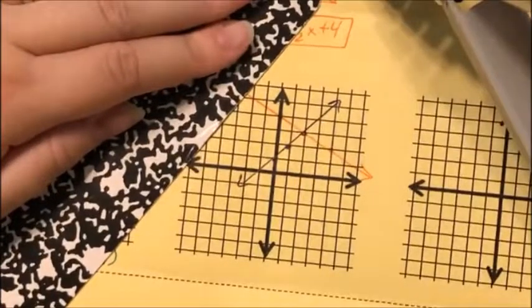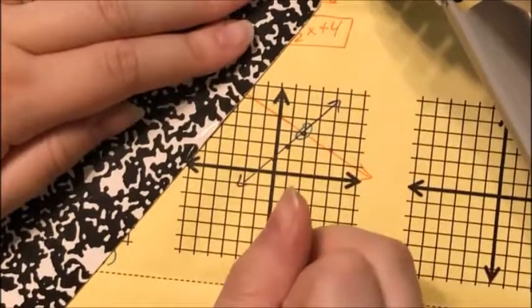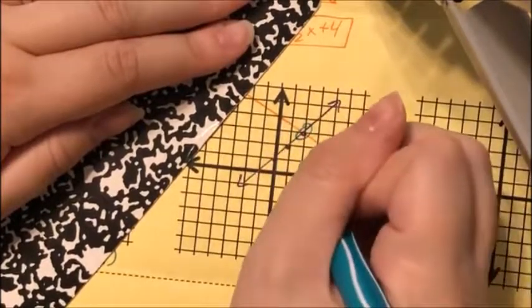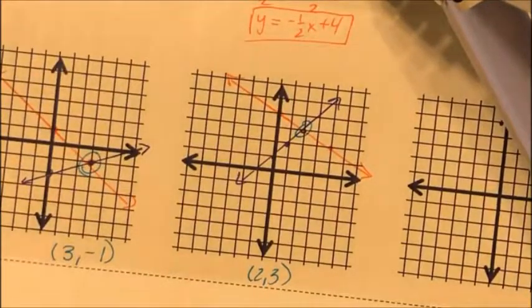Okay, so here's my point of intersection right there. So that's 1, 2, comma, 1, 2, 3. 2, comma, 3 is my point of intersection.